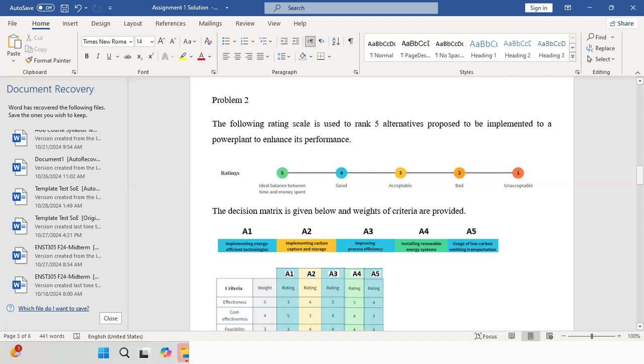So here, your purpose is to decide on a strategy to enhance the performance of your power plant. And you have several possibilities. The first possibility is to implement energy efficient technologies. The second one is to implement carbon capture and storage. The third is to improve process efficiency. The fourth is to install renewable energy systems. And the fifth one is to use low carbon emitting transportation.